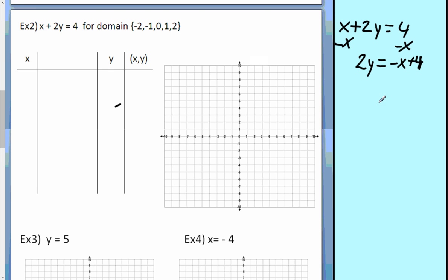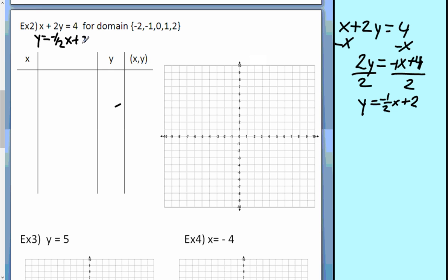Okay? Now you want to divide both sides by 2. And you're left with y equals. Now I like to distribute that 2 to both things. So I'm going to divide both things by 2. So remember, there's a 1 here, right? So there's a negative 1x, really, plus 4 over 2. So divide both things by 2. Negative 1 divided by 2 is negative 1 half x. And 4 divided by 2 is 2. So we end up with the equation y equals negative 1 half x plus 2. So that is going to be our new equation. Y equals negative 1 half x plus 2.